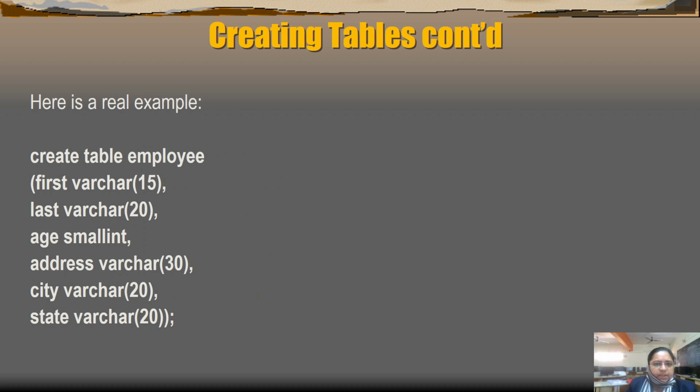As you can see over here, this is another example of creating tables where we are creating the table named employee. And here you can see the various fields of employees, the first name, last name, age, address, city, state. So these are all the fields of the table employee.